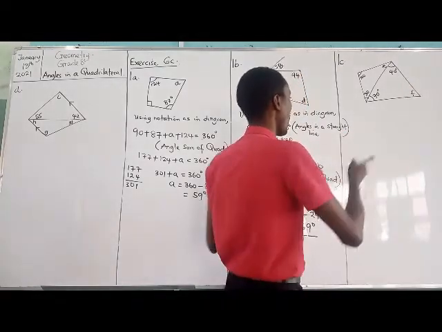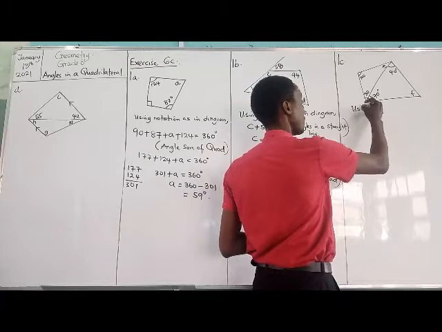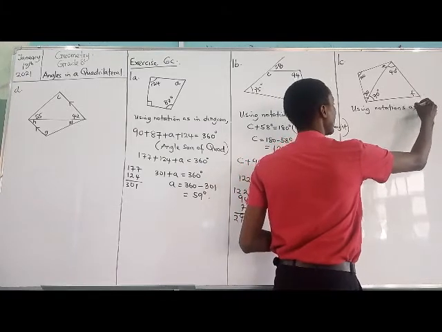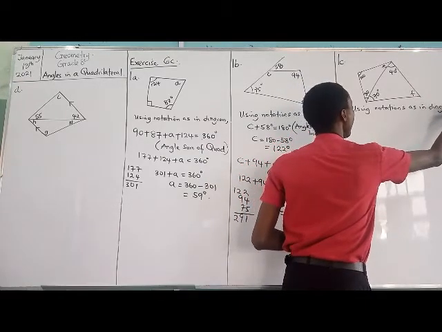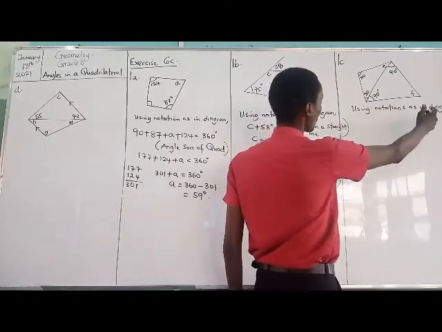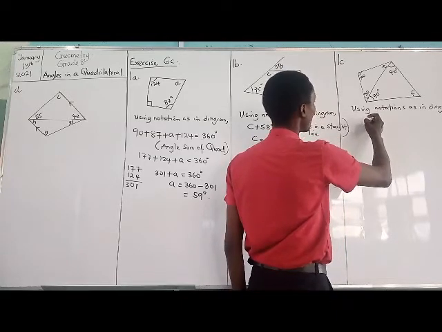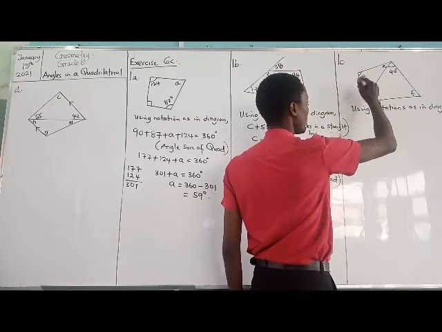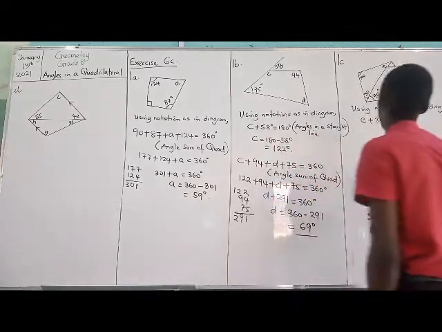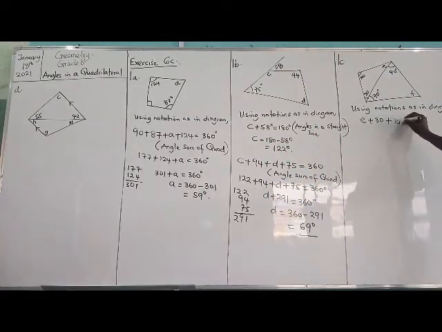So straight away, I will simply say, using notation as in diagram. Then with that, taking in that order, I can start with E plus 30 plus 100 is equal to 180 degrees. What's the reason for that? Angle sum of what? Triangle.